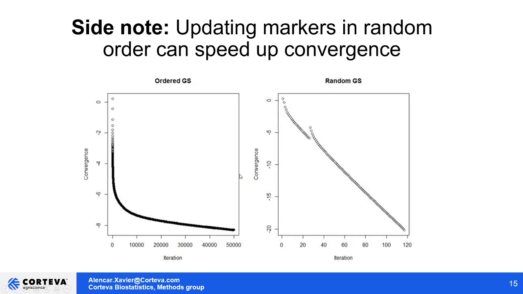One thing to notice is that if we choose to update the marker effects in random order, that can greatly speed up the convergence. So for instance, here I'm doing the update of the markers in random order. Within 120 iterations, I already reached convergence of 10 to the minus 20. Whereas if I do the ordered genomic Gauss-Seidel, it took me almost 50,000 iterations to reach 10 to the minus 8, which is acceptable to call it convergence in most cases.